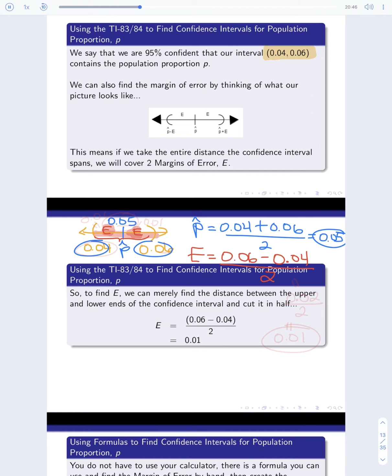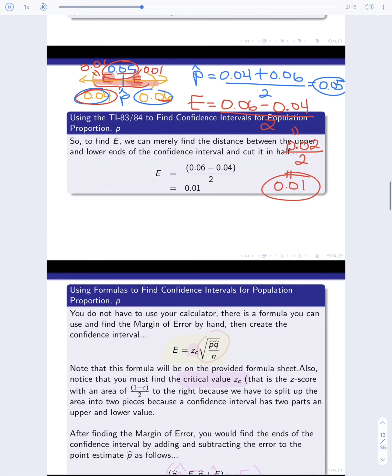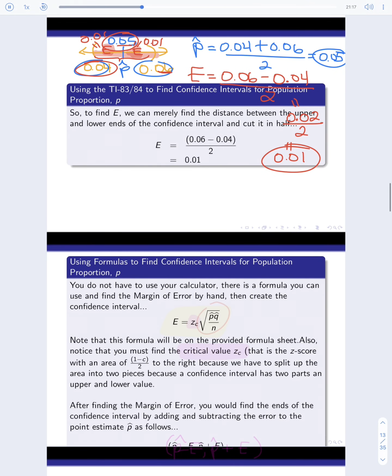So the 0.06 minus 0.04 would give us 0.02, then divided by 2 would give us 0.01. That would be our error, which makes sense. That is what you're adding to the 0.05 to get to the 0.06, and that is also what you're subtracting to get from the 0.05 to the 0.04. So you've got your p-hat and your error just by being given the confidence interval. You can find the other pieces as well.